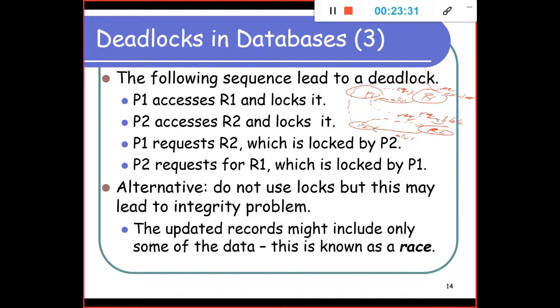Data can be easily modified in a wrong way, or data can be altered. Many bad guys love this. The updated record also might include only some of the data. That is one effect of not doing the locking. The updated records might not include some of the data, so it's not correct. This is known as a race condition.